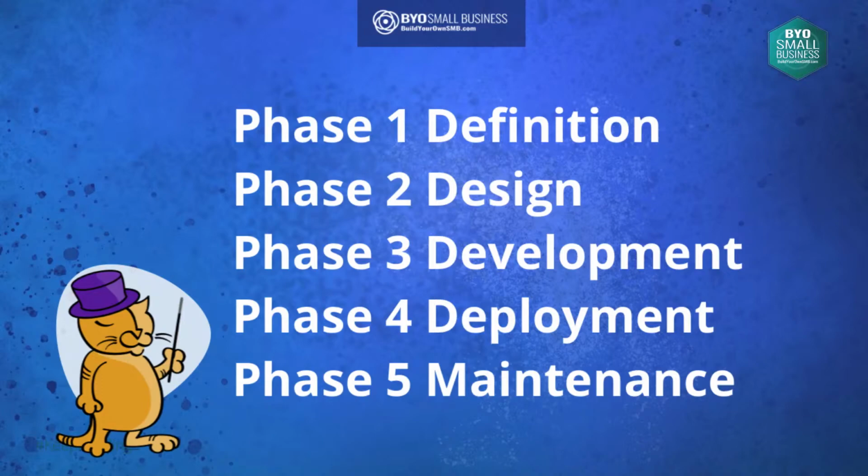Phase 1, definition. Phase 2, design. Phase 3, development. Phase 4, deployment. And Phase 5, maintenance. So let's talk about definition. Definition includes understanding your site goals, gathering your business requirements, and building a project plan. Phase 2, design, includes creating a sitemap, developing wireframes, user testing, putting together a content plan, establishing the look and feel, and getting input from your stakeholders.